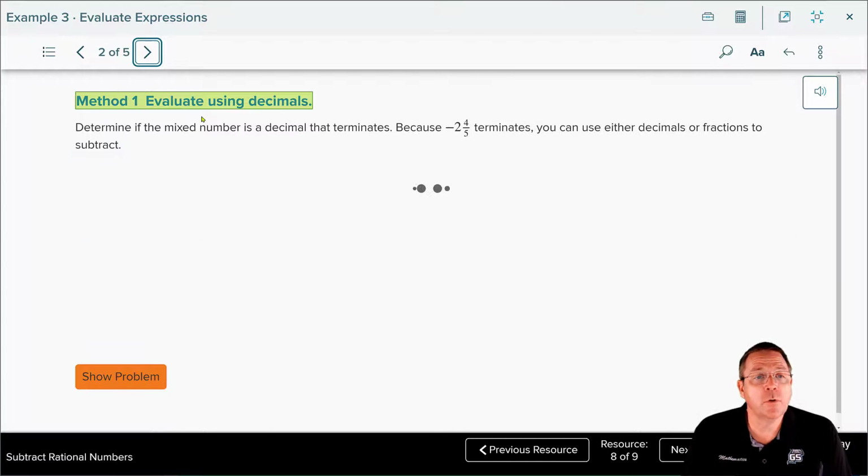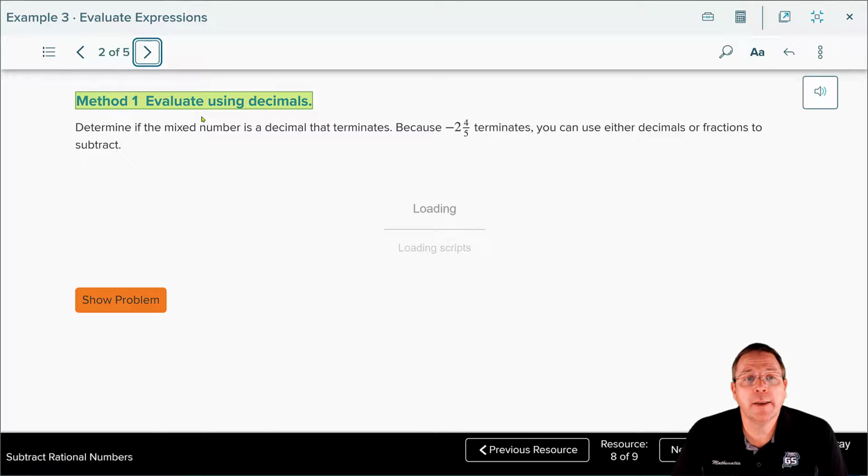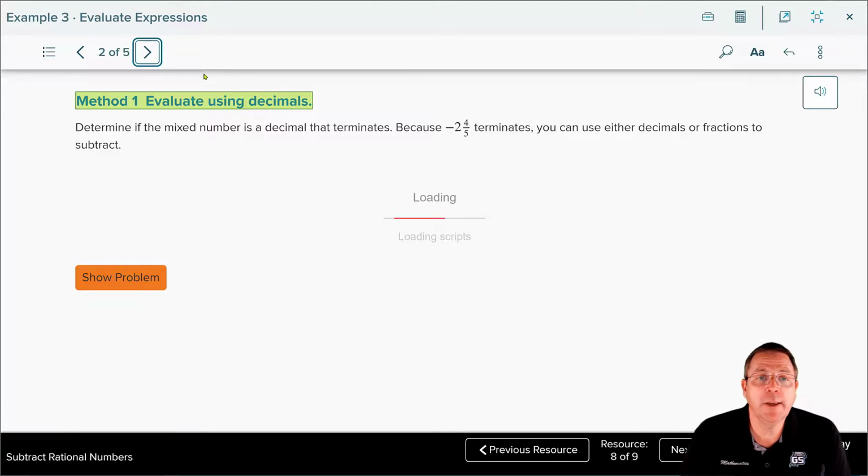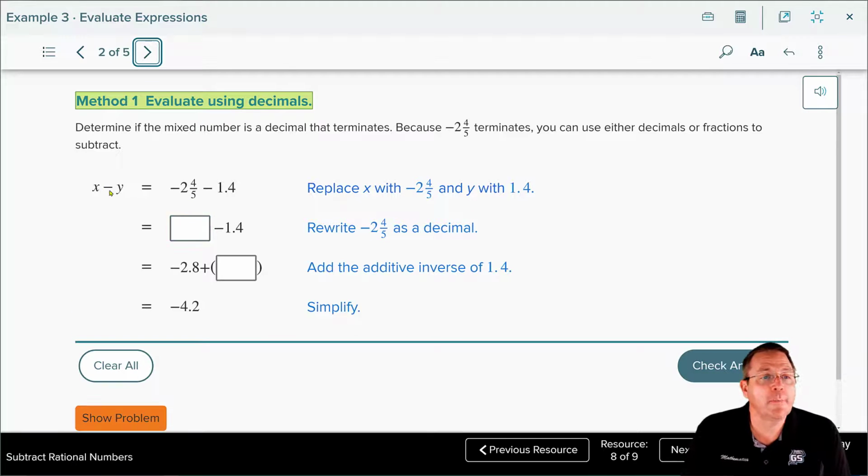So moving forward, we're going to start off by taking that y minus x that they gave us, and we're going to substitute in the values that go with it. So x was negative 2 and 4/5, you see right here. Y was 1.4, that you see right there. And now, because that denominator is a 5, we know that can be written as a terminating decimal.